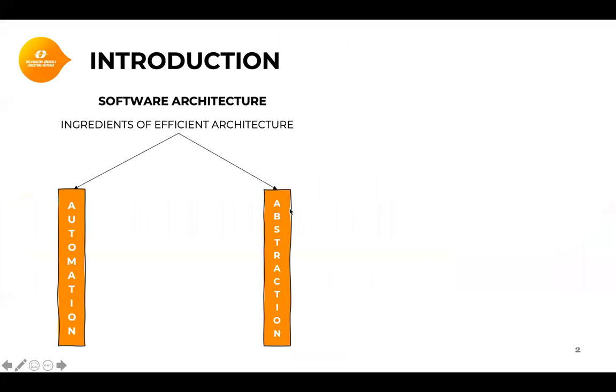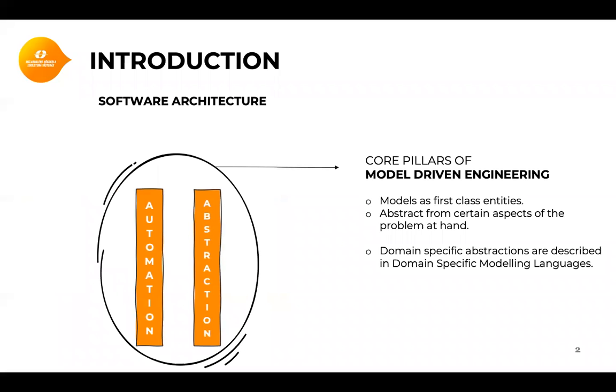To begin with, software steers our daily life, and methods for more efficient and effective architecting have been a focal point of research for years now. Two main ingredients of efficient architecture are automation, which boosts the throughput and improves the quality of results, and abstraction in terms of modeling, which allows us to focus on the problem from a more human-oriented perspective. These two are also considered a core pillar of model-driven engineering, where models are first-class entities and they help you abstract from certain aspects of the problem at hand.